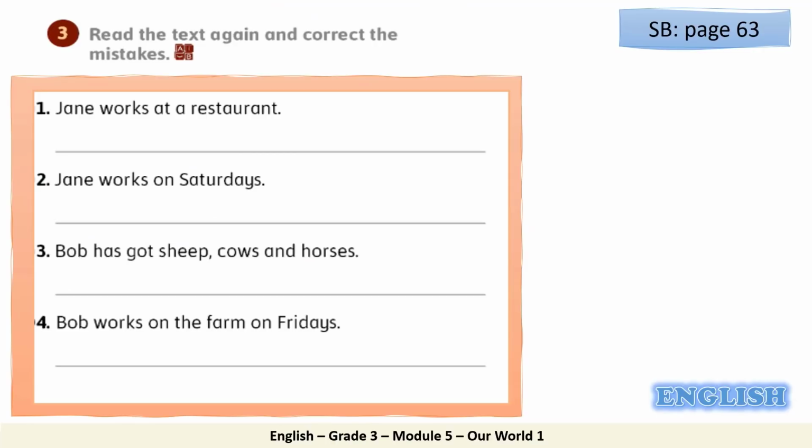Now let's go back to your student's book, page 63, activity 3. Read the text again and correct the mistakes in the sentences. Let's do number 1 together. Jane works at a restaurant. What's incorrect in this sentence, according to the text? Very good. Restaurant is incorrect. Jane works at a hotel.